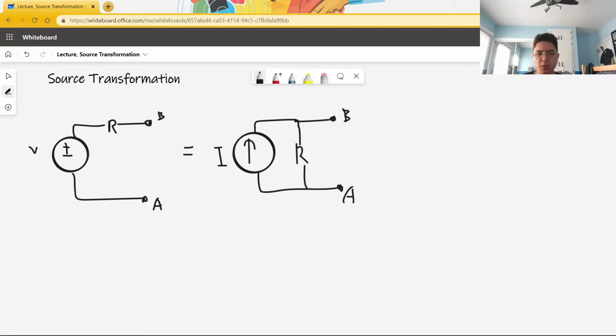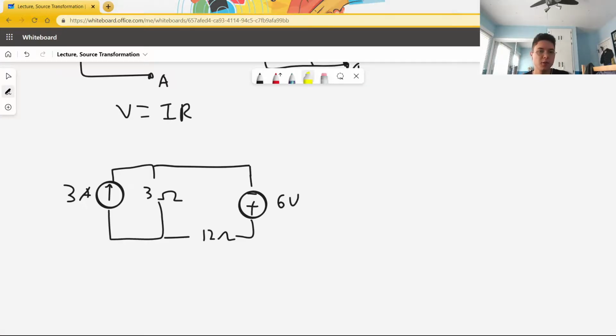According to the principle of source transformation, any branch that includes a voltage source and a resistor in series can be converted into two branches in parallel composed of a current source and a resistor by retaining the value of the resistor and converting the voltage to the current using the equation V equals IR or some other rendition of this equation.